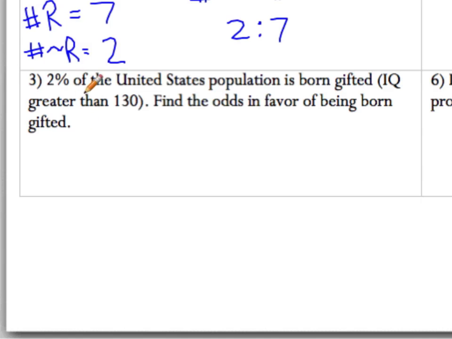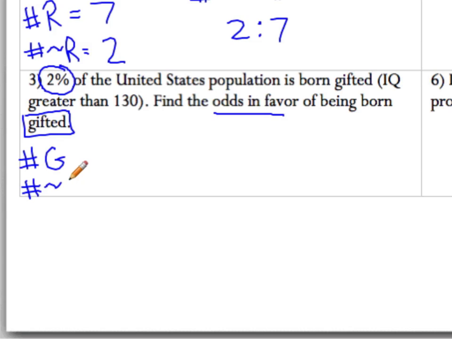Alright, in number 3, 2% of the United States population is born gifted. 2% is a probability. And being gifted means you have an IQ greater than 130. It says find the odds in favor, so I'm going to underline that, of being born gifted. So this is my event right there. So let's find the number of people being born gifted and the number of people who are not born gifted. Okay, so if we have a probability here, this means 2%, which is 2 out of 100, and we can reduce that to be 1 out of 50.